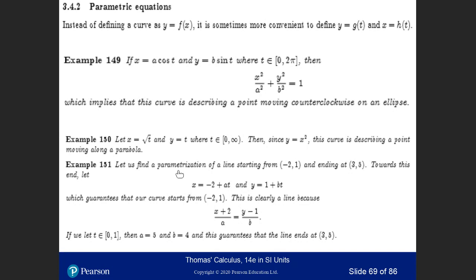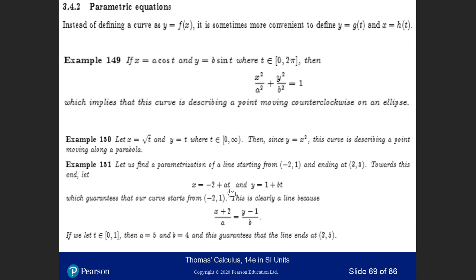Lines. Suppose there is a line which starts from the point (-2, 1) and ends at the point (3, 5). Now, how can I parameterize this line? It will start at t = 0 with x equal to -2 and y equal to 1. So let's call this a times t: x is equal to -2 plus a t, y is equal to 1 plus b t. Now, this should end at (3, 5). So how do I get 3 here?